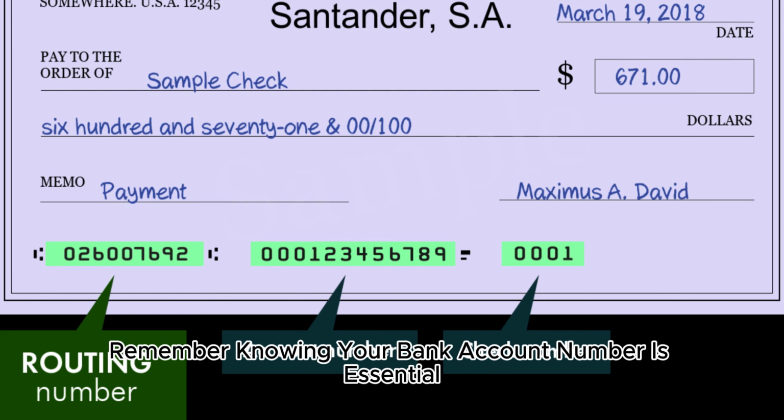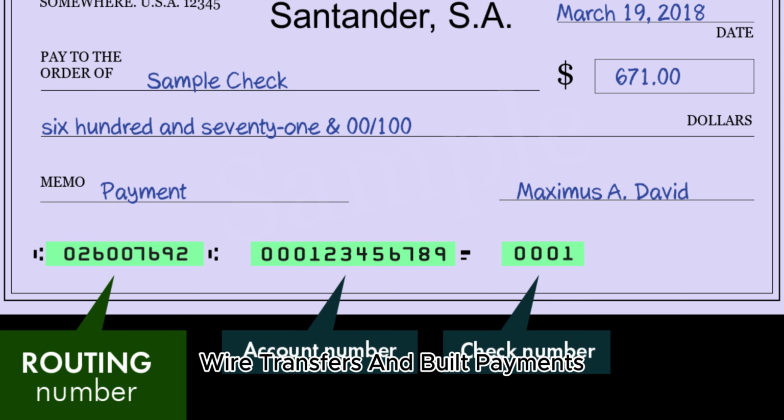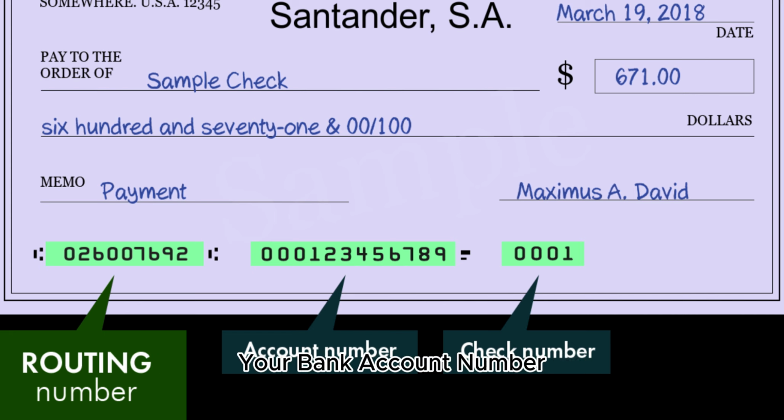Remember, knowing your bank account number is essential for various transactions such as direct deposits, wire transfers, and bill payments. So, make use of these methods to easily locate your bank account number.